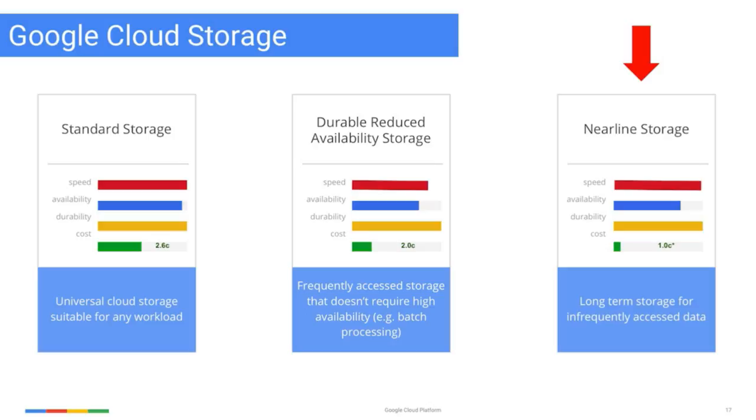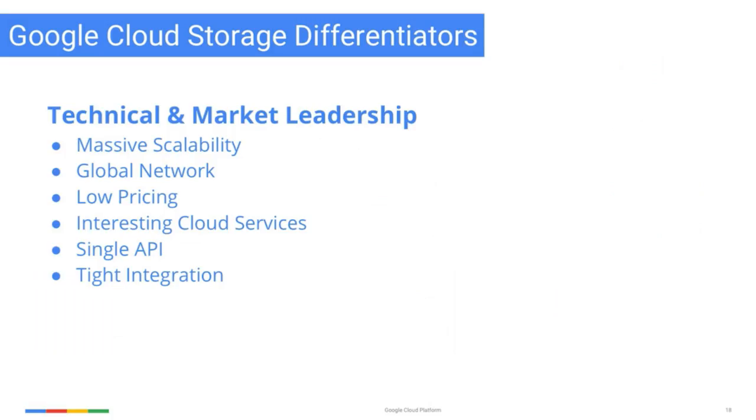That's a penny a gig per month, with the cost to read at a penny a gigabyte. It's high speed. It's again highly, highly durable. It's 11 nines durability, and it's low cost. I did want to, you know, I get asked this all the time, well, how's your cloud different?